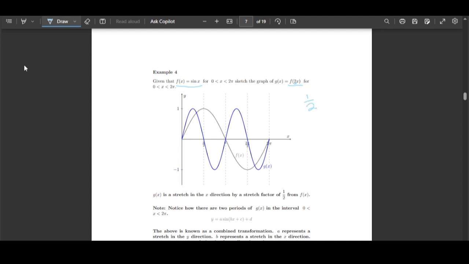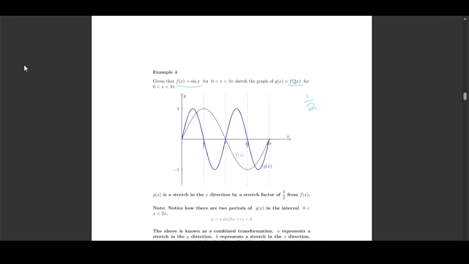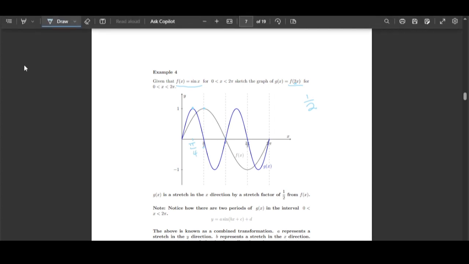So it means we're going to multiply each point by half. On the original graph, we have this point pi over 2. If you multiply it by half, it becomes pi over 4. And as you can see on the blue graph, it's now at the point pi over 4. We can also do the exact same thing for the point at pi. On the gray graph, pi is over here, but on the blue graph, pi is now at pi over 2. That's because we've multiplied it by half, which is our stretch vector. So if you have y equals sine of ax and the a is inside the bracket, then this is a stretch in the x direction.